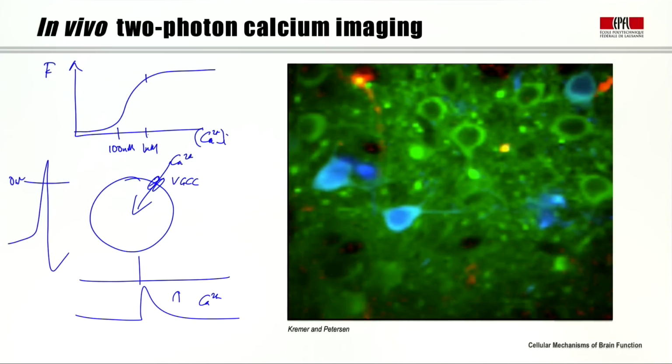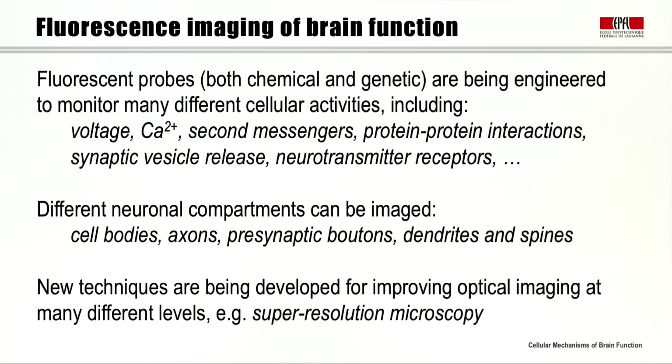You'll also see that processes are lighting up, individual little dendrites are lighting up, and together with some of the soma, you'll see the dendritic structure of those cells also lighting up. Whenever there's an action potential, it backpropagates into the dendrites, and you also see dendritic calcium signals associated with action potential firing. Optical fluorescence imaging of brain function is extremely powerful.